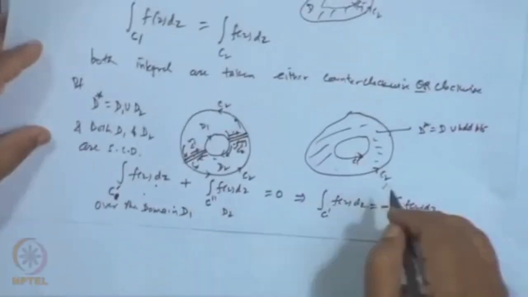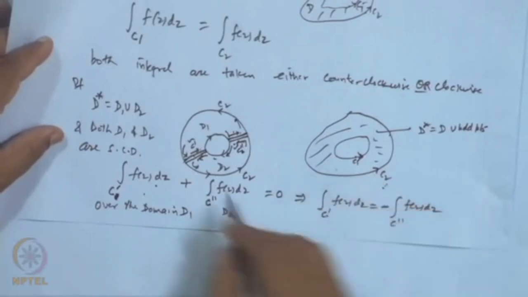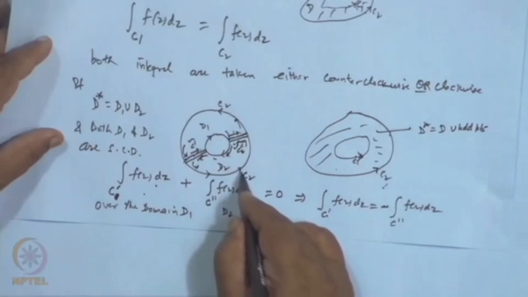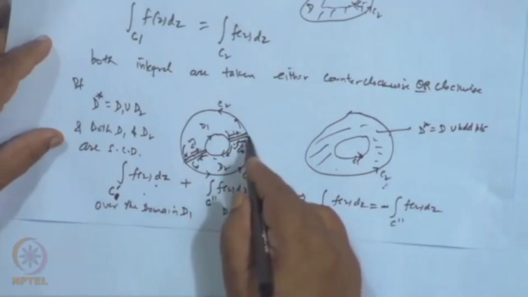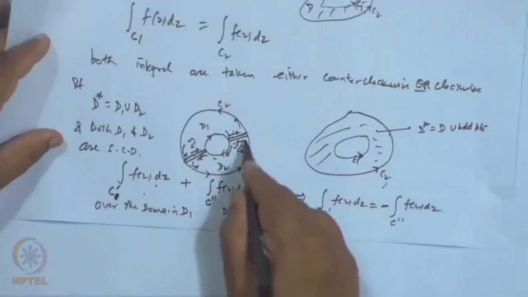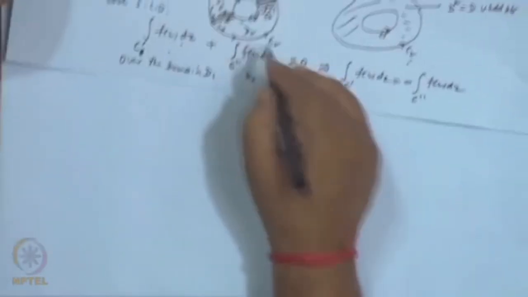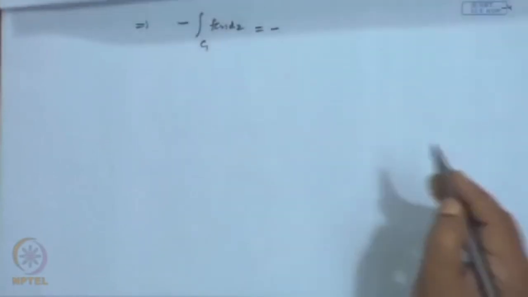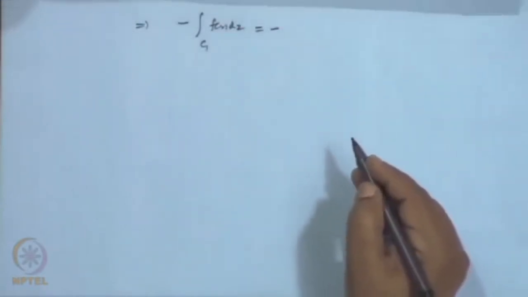Now, C2 dash, C double dash is the curve along which this integral is taken. The direction is the same as C2, basically it is a part of C2 plus this C double dash, but these are all 0. So, except C2 it will come. So, C2 plus this curve, C2 plus this. So, basically this is what we are getting.